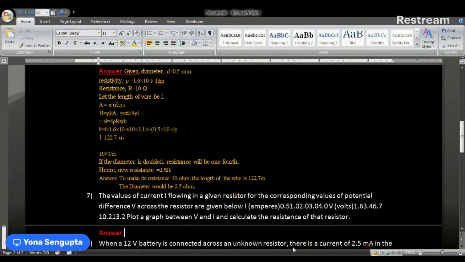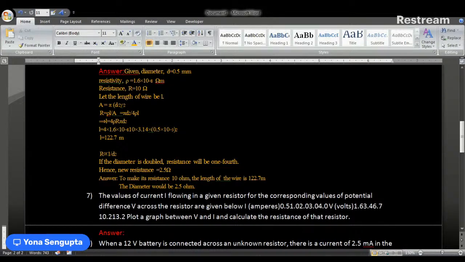Next we have number 7. What are the values of current I flowing in the given resistor for the corresponding values of the potential difference V across the resistor, given below. Plot a graph between V and I and calculate the resistance of the resistor.